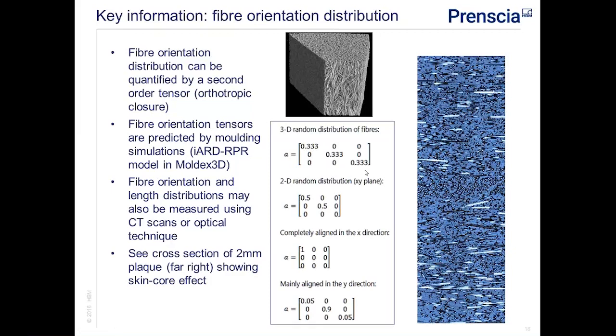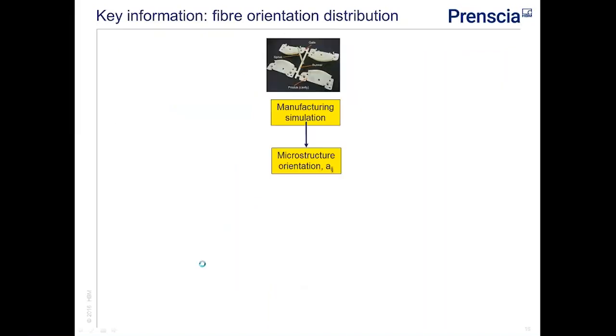So based on this, we can then predict material properties, but we also need to know some other material information. In particular, we need to know the fibre volume fraction and the fibre aspect ratios, and also the properties of the matrix and the fibres.